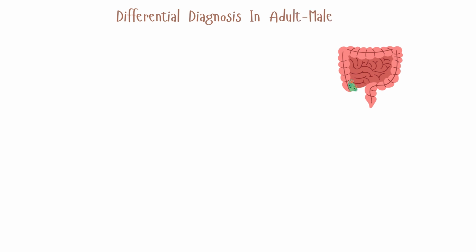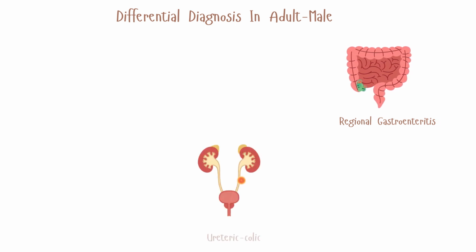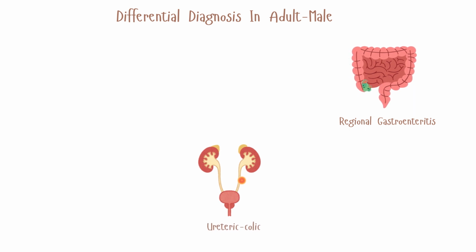In adults, Yersinia enterocolitica causes inflammation of the terminal ileum, appendix, and cecum with mesenteric adenopathy. If suspected, serum antibody titers are diagnostic. If you suspect ureteric colic, urinalysis should always be performed. Renal ultrasound or intravenous urogram is diagnostic.